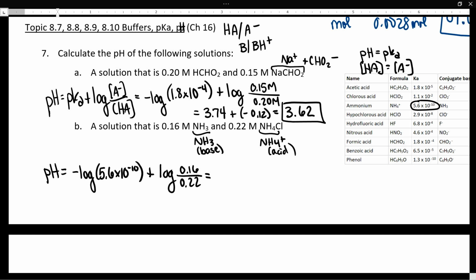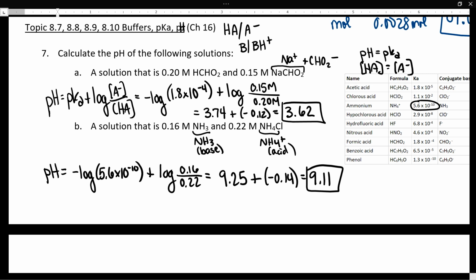So I'm going to plug this in my calculator. So the pKa is 9.25. And then 0.16 divided by 0.22. I take the log of it. It's negative 0.14. Then 9.25 minus 0.14, boom, 9.11. So there is your pH there. And again, look at these buffers. These are both examples of buffers.